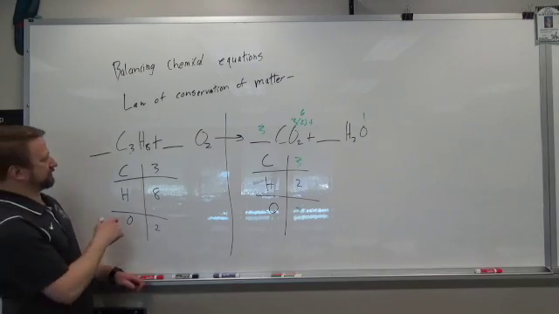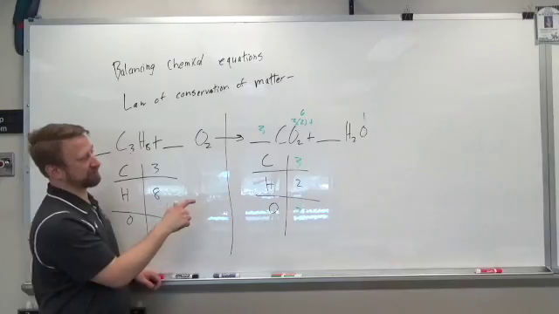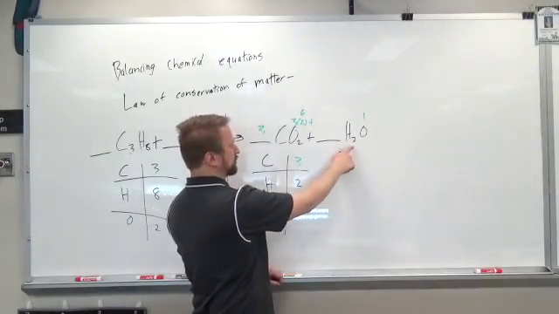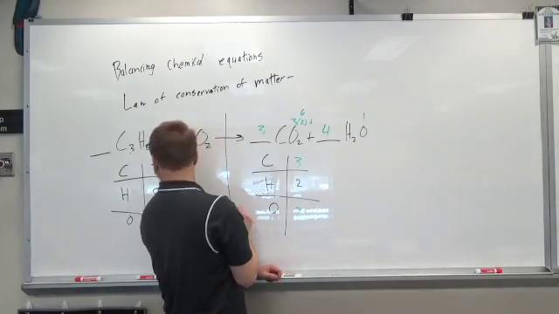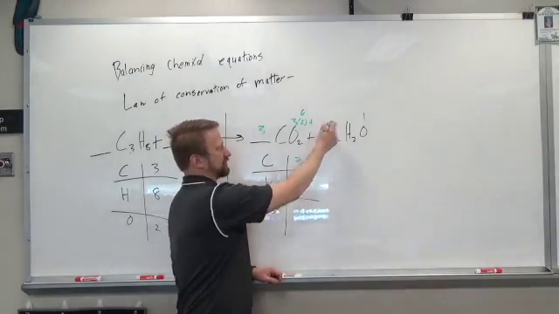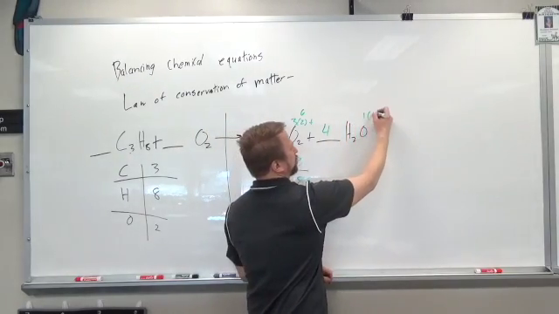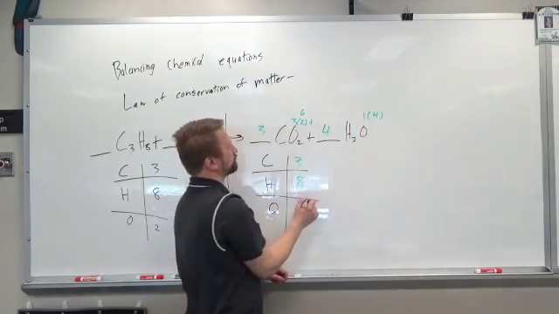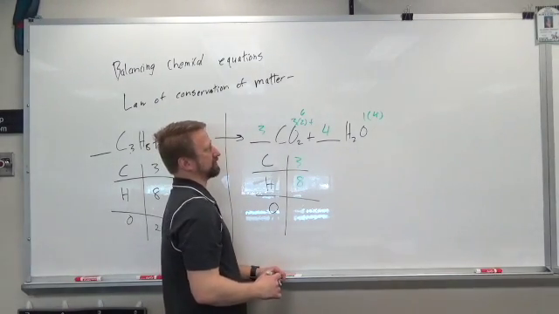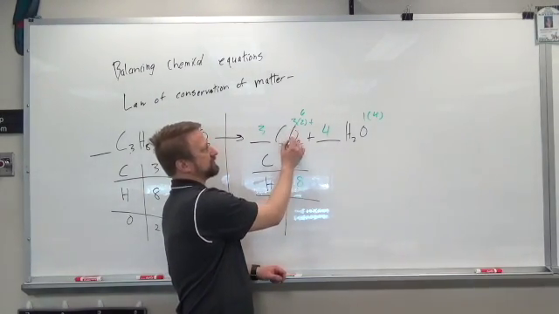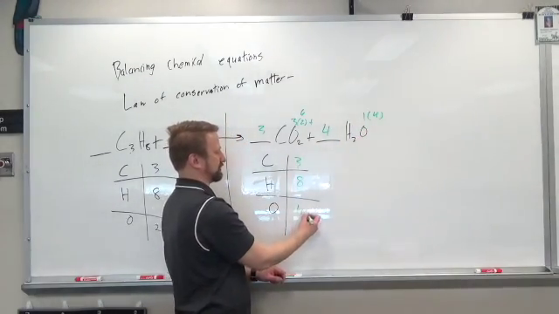Real quick. I'm going to do hydrogen next. I have 8 on the left. I only have 2 over here, so I need more, right? Multiply that by 4 to get me to 8. Because 2 times 4 is 8. But now I also have this 1 times 4. My oxygens need updating now. So I have 6 here, 4 here, so I have 10 oxygens.